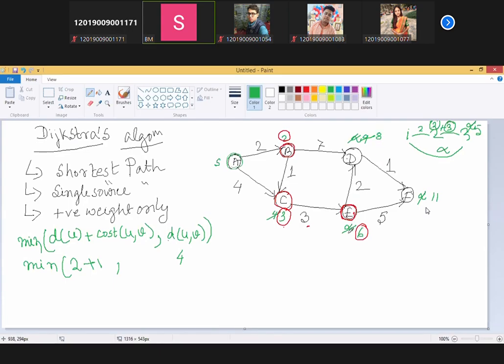Now you have the remaining nodes, D with 8 and the other with 11, and 8 is minimum. So you can take this as 8. And now from the 8, you have only one connection. It is 8 plus 1, 9.